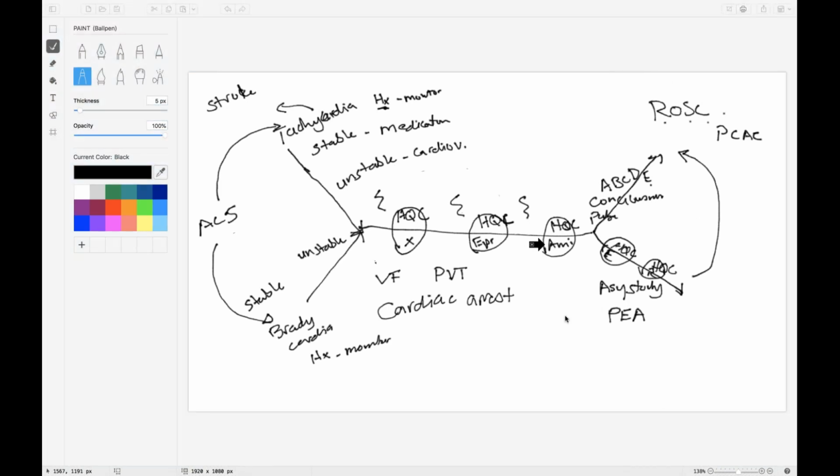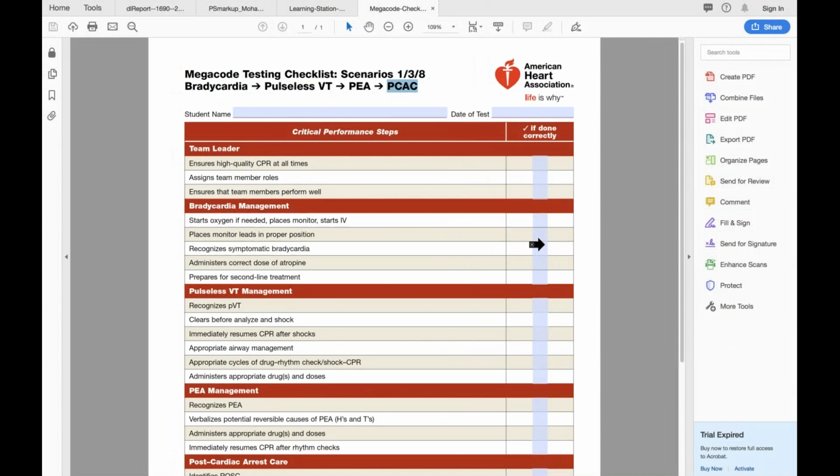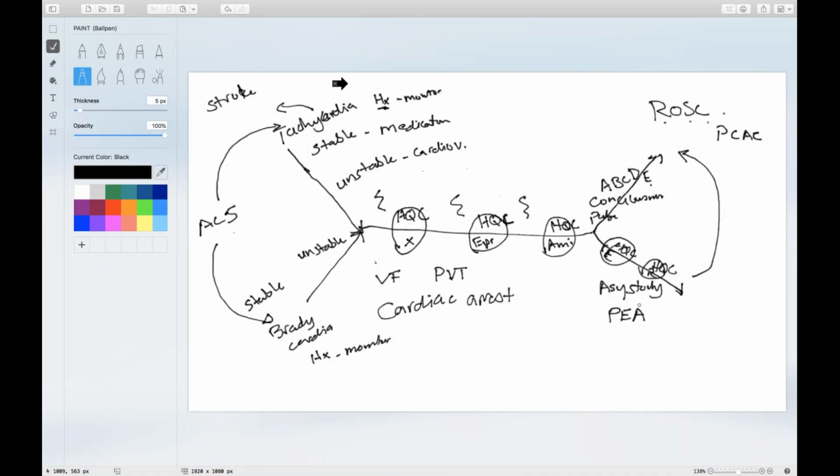Then the rhythm will change, according to what he chose, to PEA. So we are going in this direction now, down. What we're expecting is high quality CPR with epinephrine for 2 minutes, then he will check. There is no pulse because it's PEA, pulseless electrical activity. With pulseless electrical activity there is no shock. You will give high quality CPR and treat reversible causes.